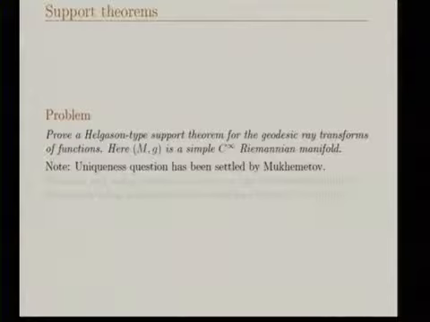So note that the uniqueness has been settled by Mukhametov. In the previous slide I mentioned that if you take a simple Riemannian metric and you have the geodesic ray transform of the function f along every geodesic, and suppose it is equal to 0, then f is actually equal to 0. It's a proof due to Mukhametov. So uniqueness is settled.